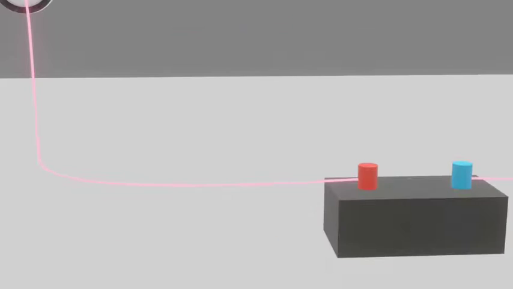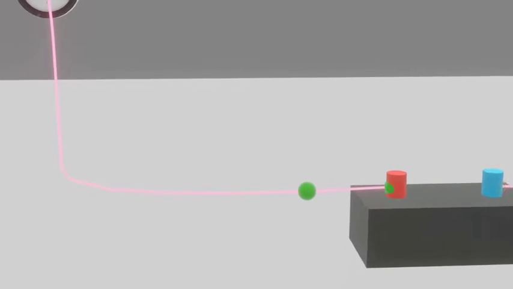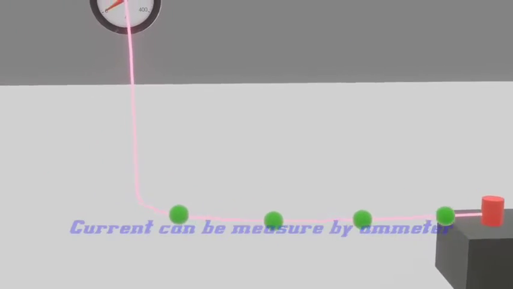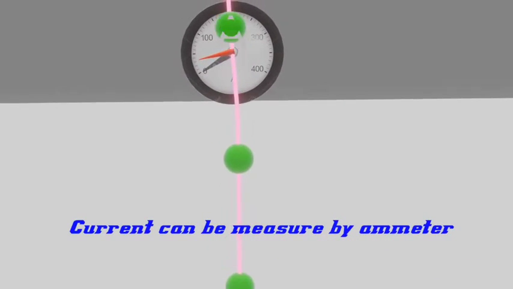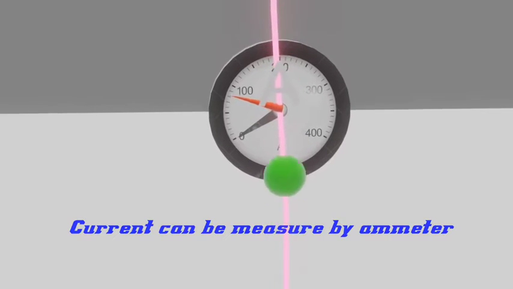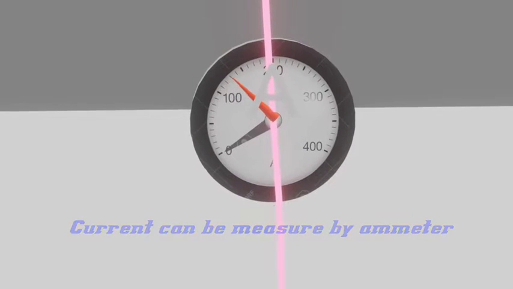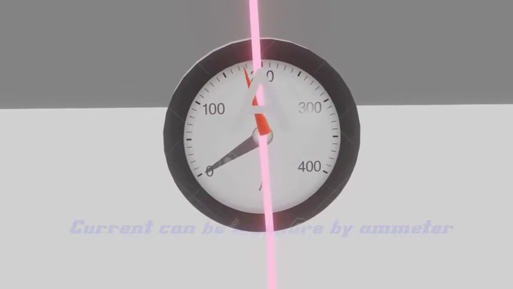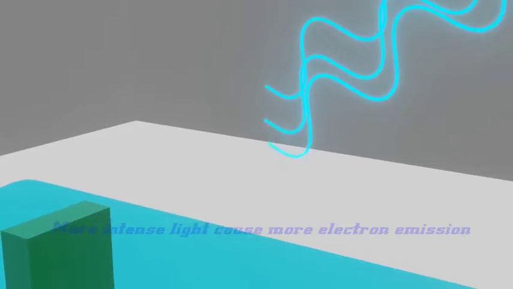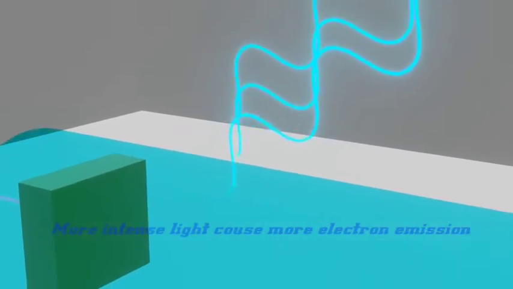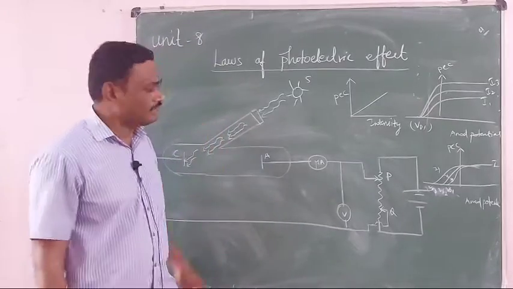When the photoelectric material is irradiated with any electromagnetic radiation, it will eject electrons from the metal surface. The emitted electrons are called photoelectrons, and the current due to the photoelectrons is called photoelectric current, and this effect is called photoelectric effect. Okay, the next topic is laws of photoelectric effect.